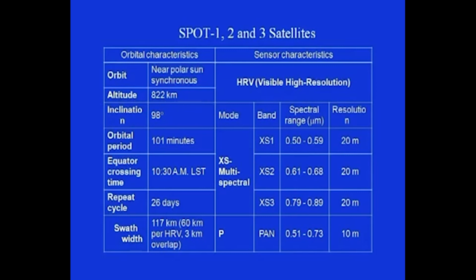When we compare this with Landsat, we find that these had a higher spatial resolution in comparison to the Landsat satellite system. However, the spectral ranges are more or less congruent to the Landsat system. The new sensor mode which was introduced was the panchromatic mode, that is, one could get a black and white image, and this was collected within the spectral range of 0.51 to 0.73 with still higher resolution of 10 meters.